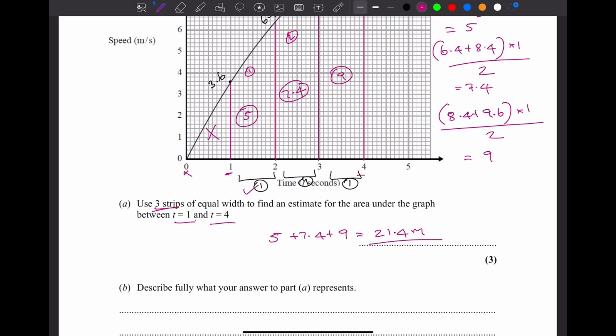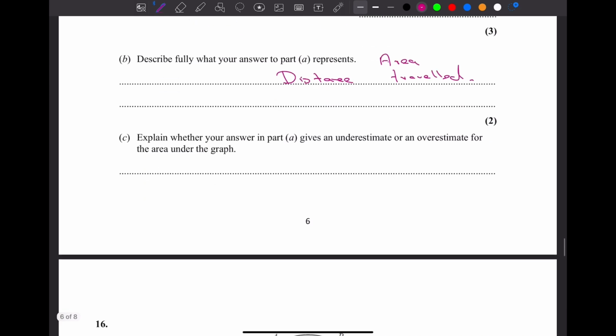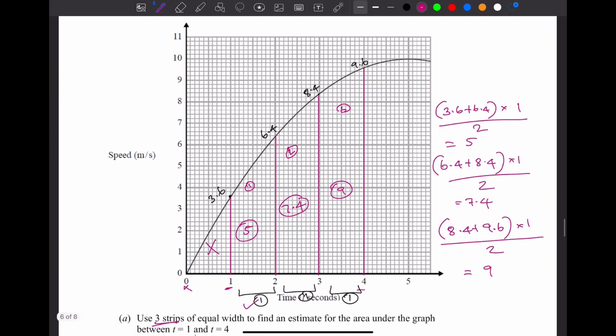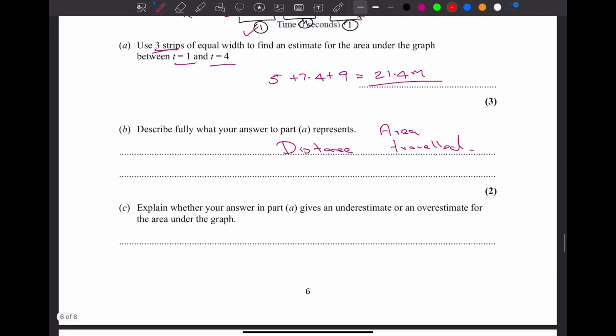Describe what this represents. The area, remember, always represents distance traveled. The gradient will be acceleration, remember. The area will represent distance traveled. Simple. Explain whether your answer is an underestimate or overestimate. Okay, where do you start? You start here, where do you end? Here. Is my red line underneath the black line here? This is your black line, that's your red line. Is it underneath it? Yes, of course. Underneath it means underestimation.